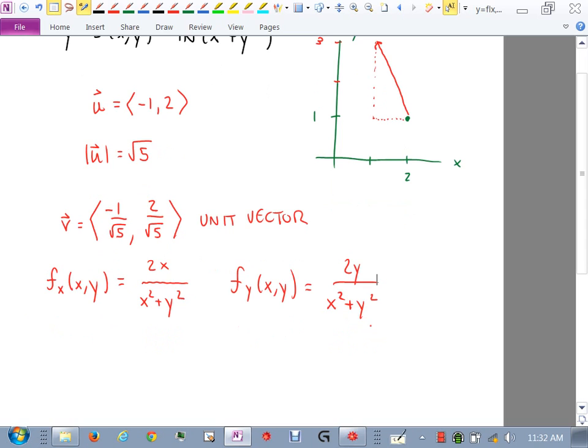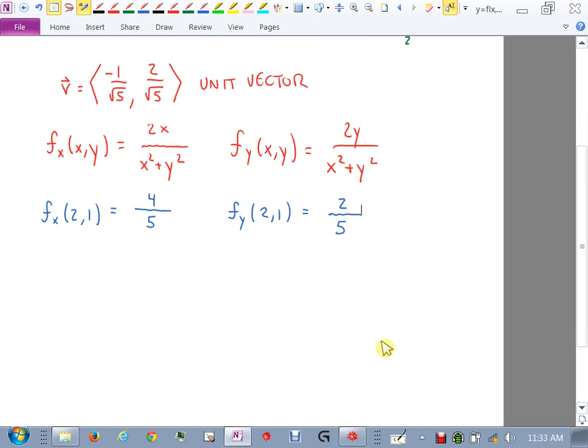And now I actually need to plug in the value to get the value at the point that I'm standing. So I'm going to evaluate this at the point 2, 1, right? So if I plug in 2, I get 4 over 5. And over here, if I plug in 2, 1, I get 2 over 5. Agreed? So that's all I need to write it all out.